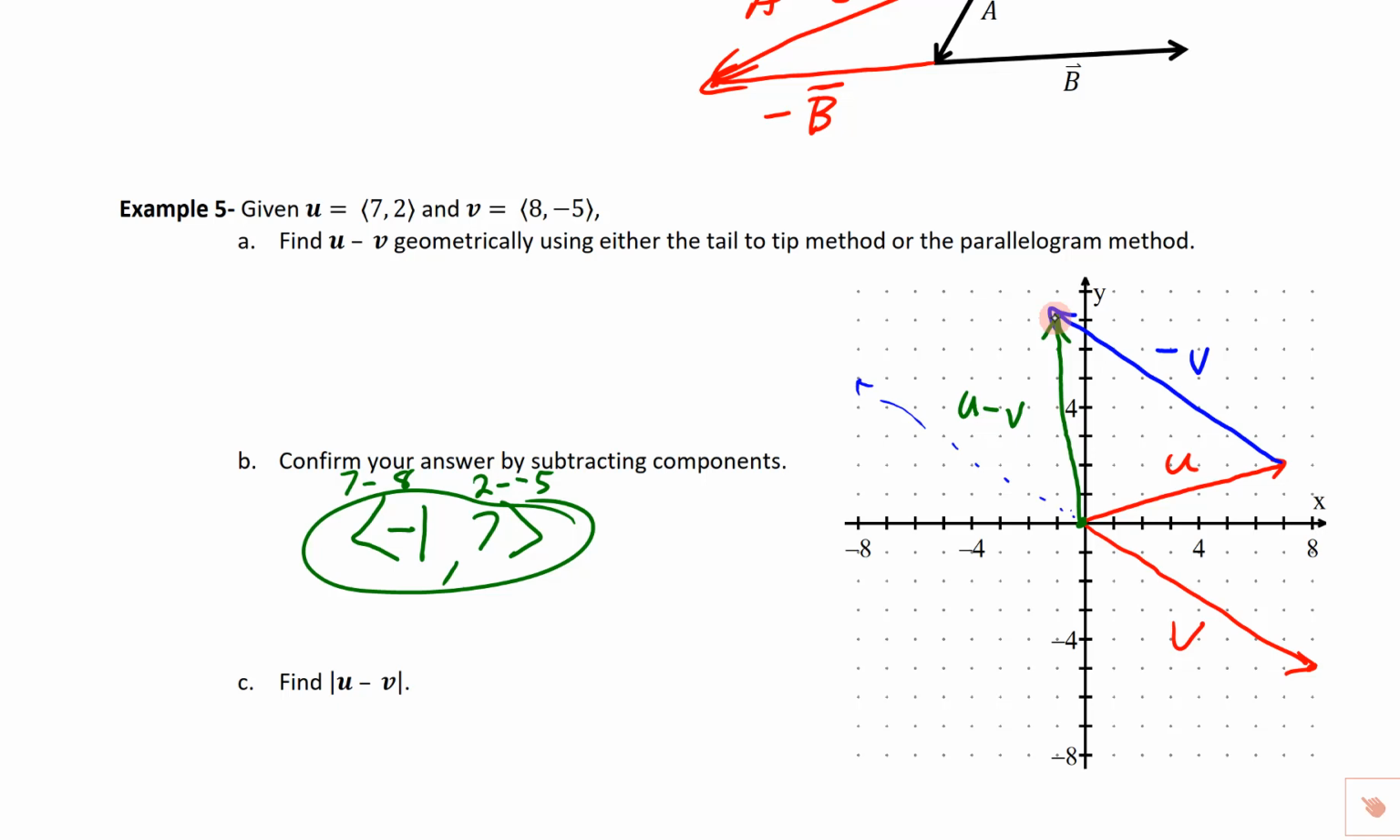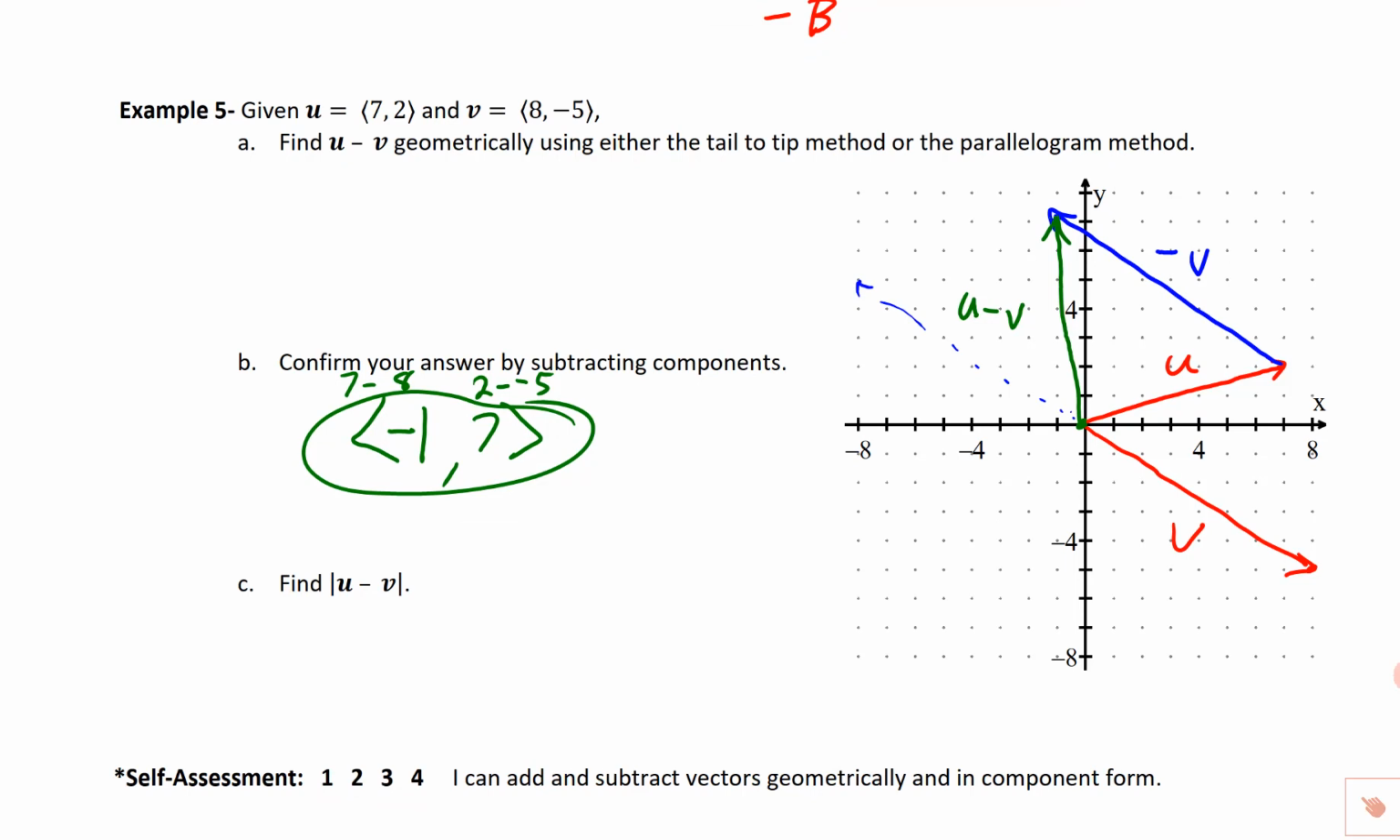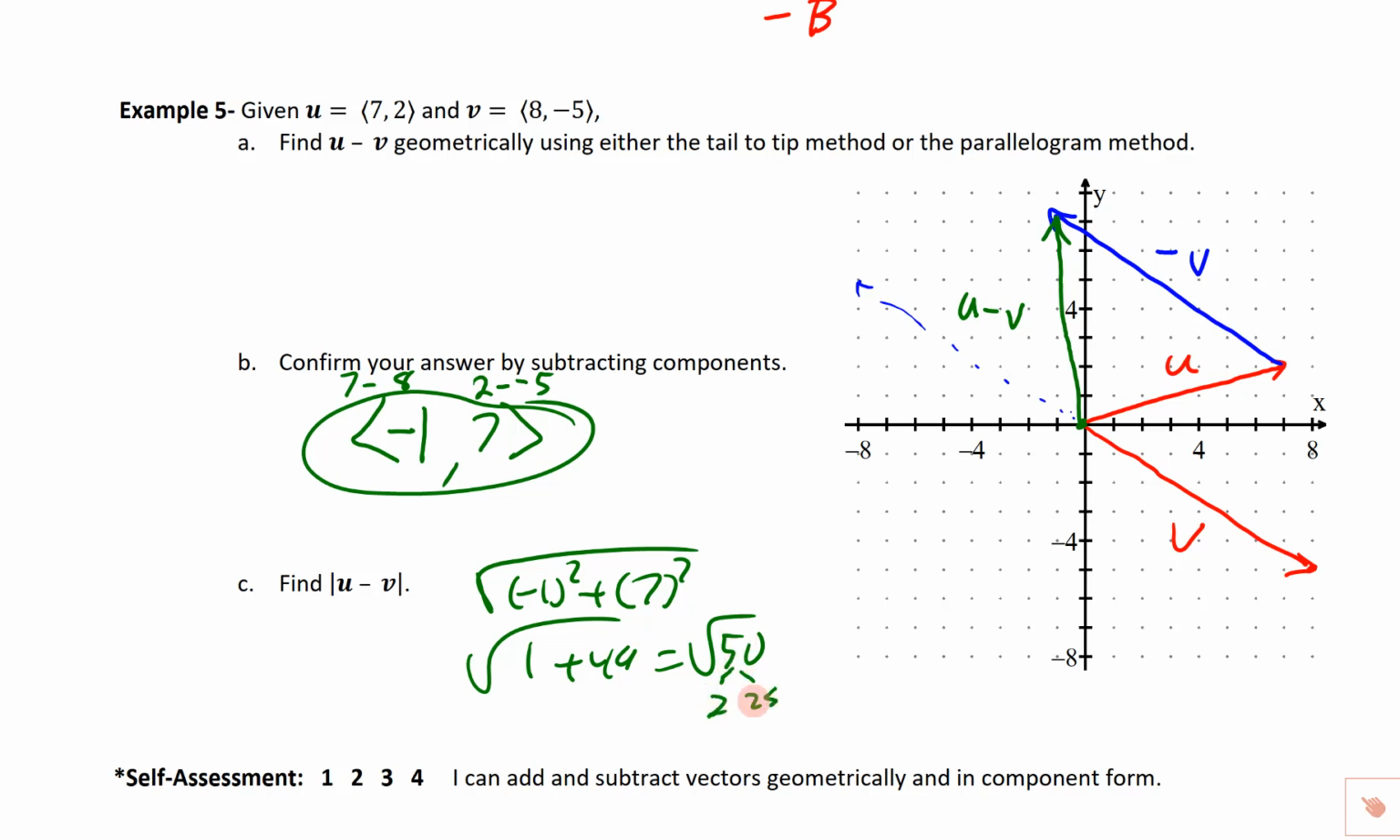And then it says just find the magnitude of u minus v. So let's go ahead and do that. Again, the cool part about this is we just take the horizontal component, we square that. We take the vertical component, we square that. So we get a 1 here, and we get a 49 here, and then we take the square root. So that's the square root of 50. And let's see, square root of 50, that is 2 times 25, and that's a pair of 5s. So this is 5 radical 2.